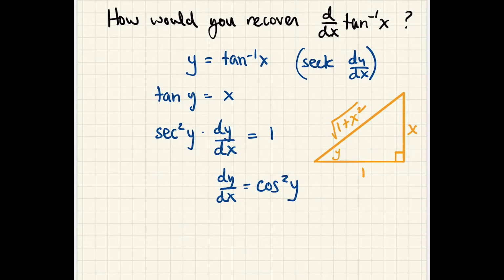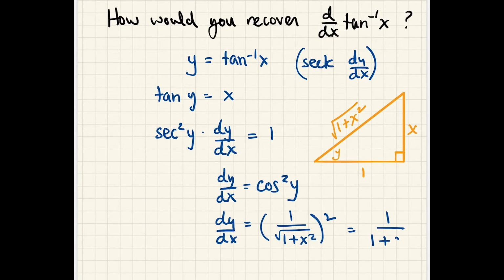We need cosine and we need to square it. So here, our dy/dx is the square of cosine, right? Well, cosine, adjacent over hypotenuse, being squared, of course, gives us 1 over 1 plus x squared, which is the derivative of inverse tangent. So we win.